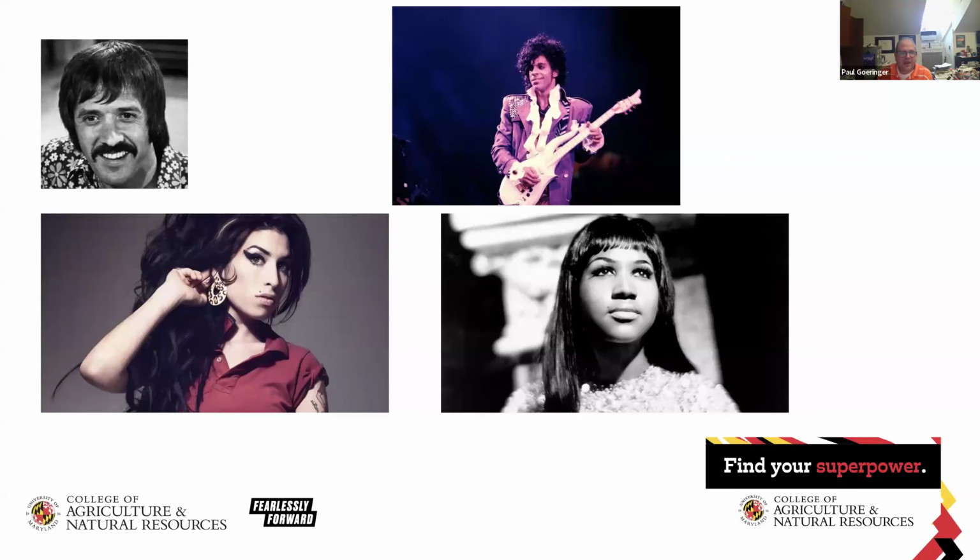And feel free to put this in the chat, but why do I have these famous people up here? If we want to go from top left across the top and down the bottom, we have Sonny Bono, Prince, Amy Winehouse, and Aretha Franklin. Anyone want to type in a box why I put these folks in there? Yep, they all died. Well, some died young. Sonny Bono was in his 60s. Wait, isn't Aretha still alive? No, Aretha passed away. Oh, damn. Aretha is gone, but they all died without an estate plan.